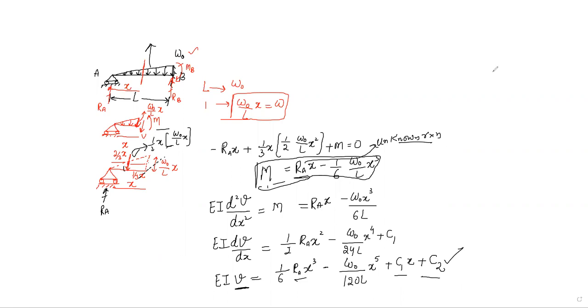So we will go to the basic procedure, that is applying the boundary conditions. As far as our boundary conditions are concerned, we will write at X is equal to 0, the value of our deflection is 0. Why? Here, at this point, there is no deflection because the beam is supported. Similarly, at X is equal to L, the value of deflection is also equal to 0.